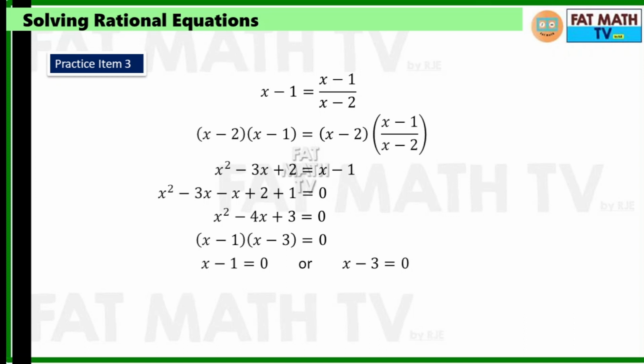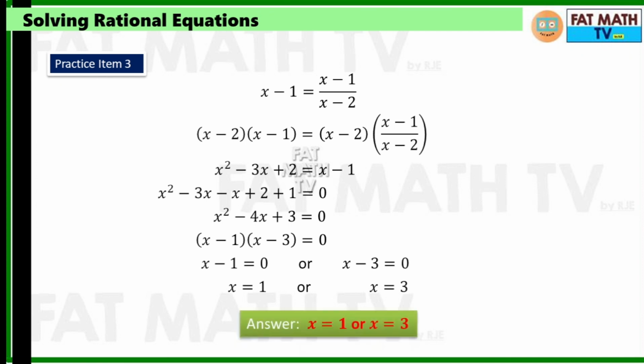So x minus 1 equals 0. Transfer negative 1 to the right side. You will have x equals positive 1. And for x minus 3 equals 0, you will have x equals 3. And then if you substitute that into the original equation, you will satisfy it with both numbers, 1 and 3.